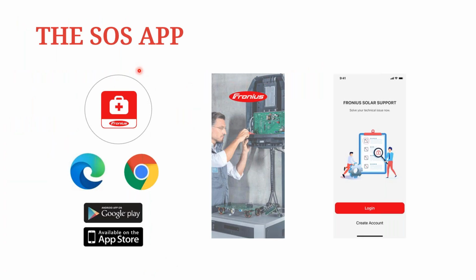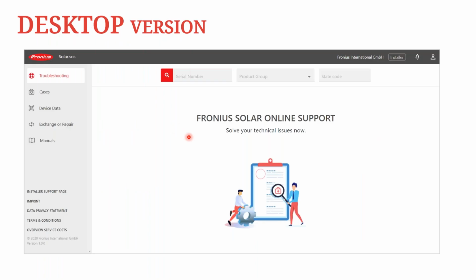For all these tools that we are discussing today, whether it's SolarWeb, SOS, and Solar.Start, you can download them from the Google Play Store or App Store, depending on the type of phone you're using. Therefore, you do not necessarily have to use this tool on a laptop or a tablet. This can also be used on your smartphones.